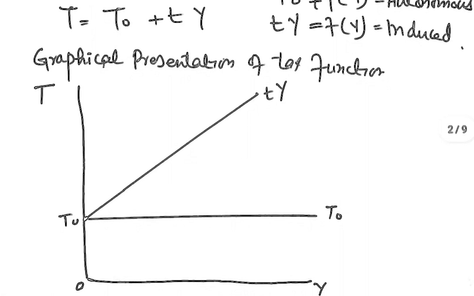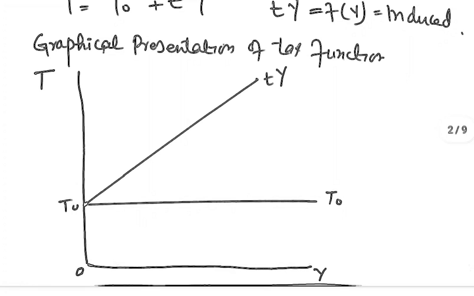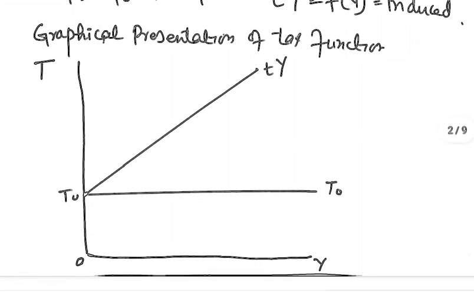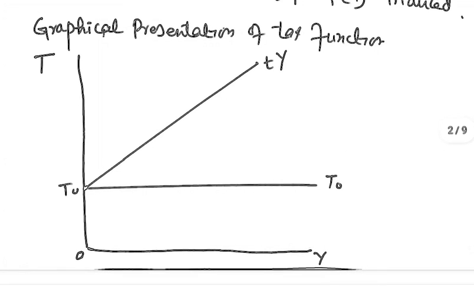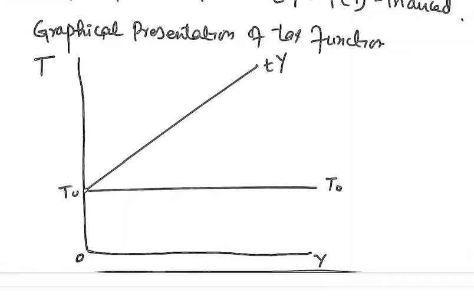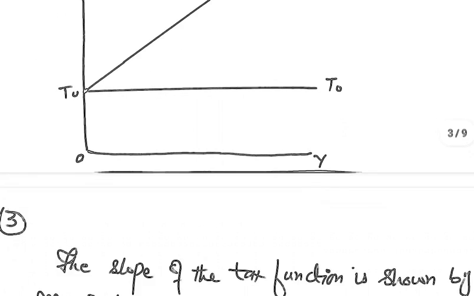So we have portrayed the tax function on the graph, where we see that on the horizontal axis there is the national income, and on the vertical axis there are taxes, and T naught is the autonomous taxes that remain fairly constant along with the increase in the national income, while tY we have seen here is the induced portion of the taxes, and these taxes increase along with the increase in the national income. So taxes are a positive function of the national income.